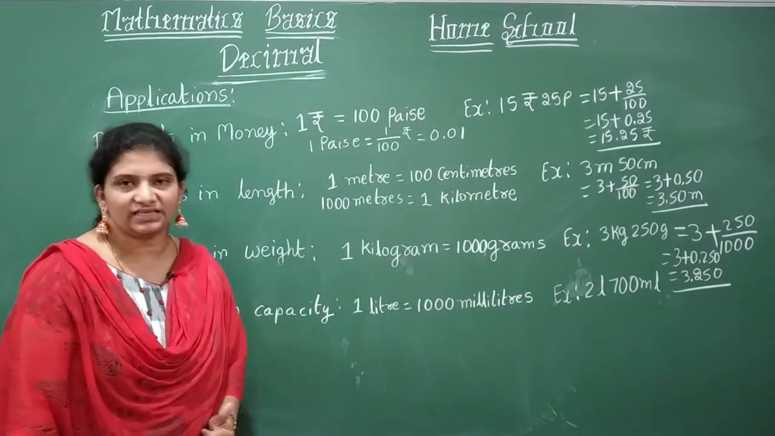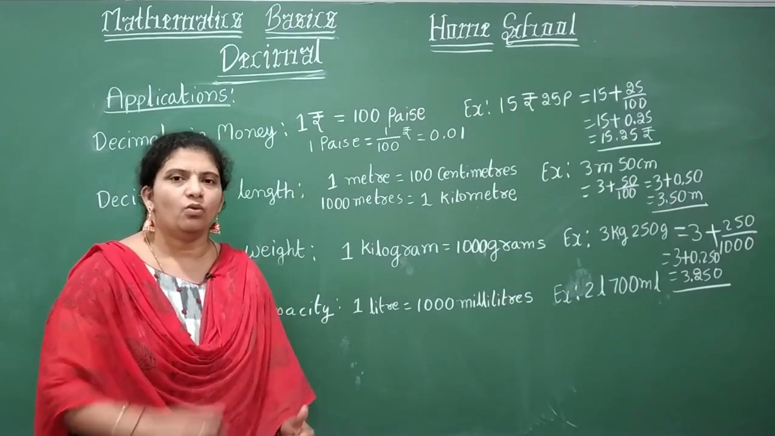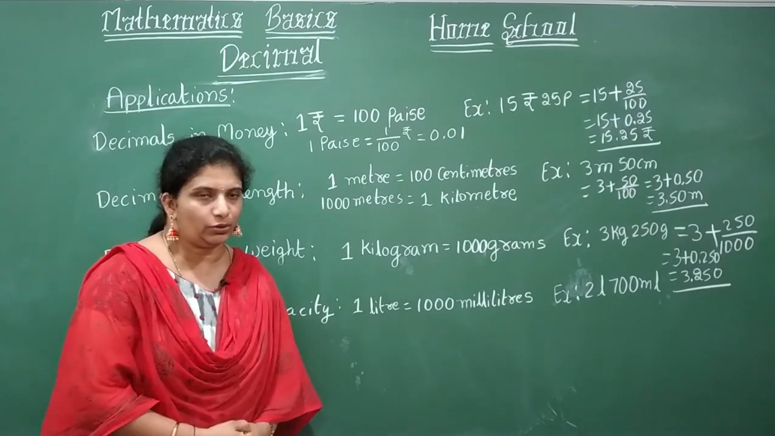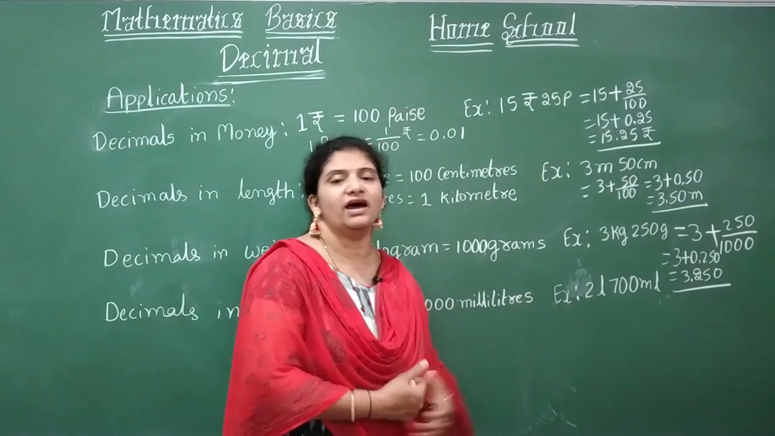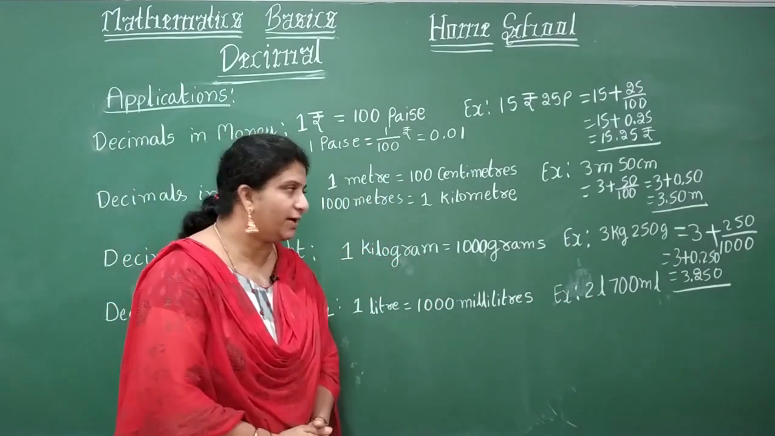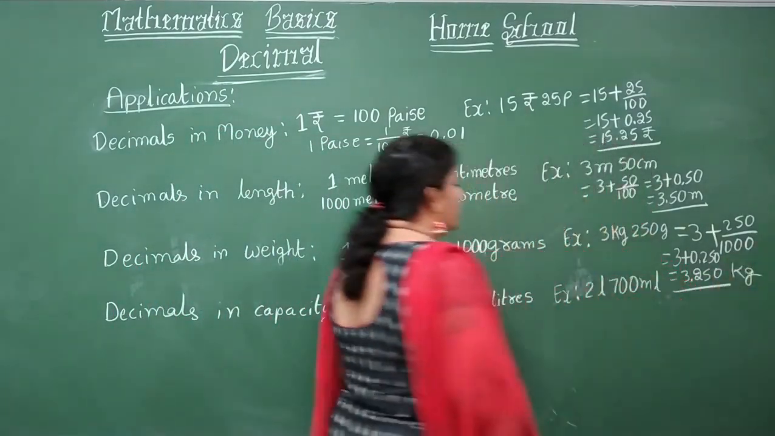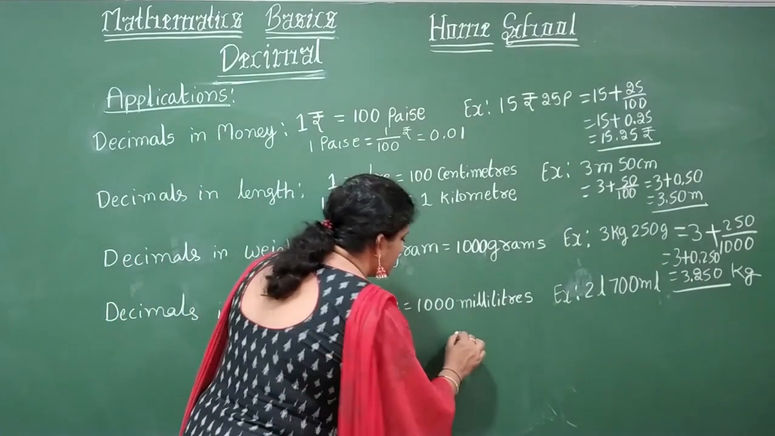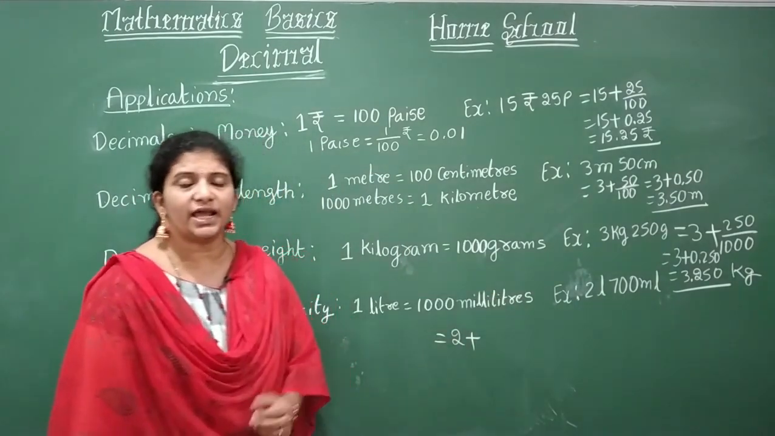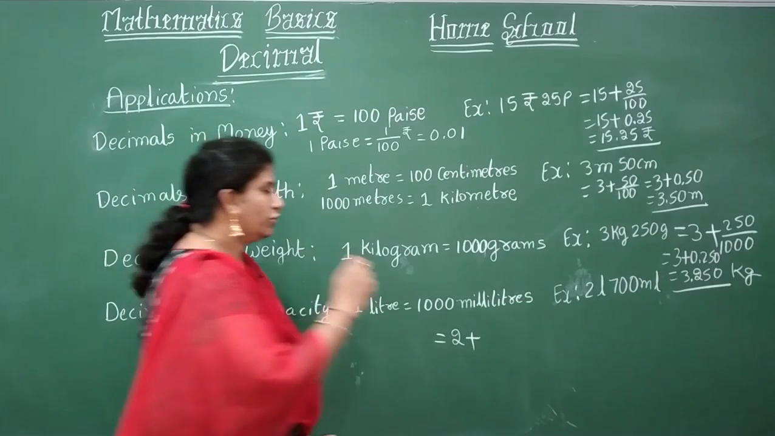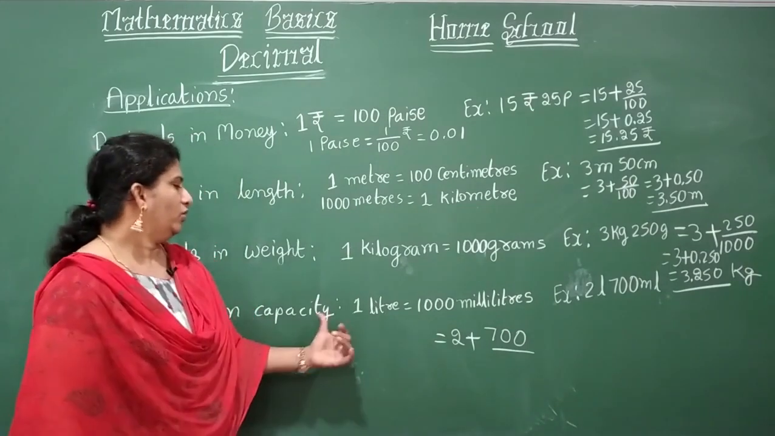Okay, last and final one for this session. Decimals in capacity. 1 liter is equal to 1000 milliliters. 1 L is equal to 1000 ml, you know. Now, what's your question here? 2 liter 700 ml, convert into decimal. Now, convert into liters. So, 2 liters, 2 is the whole number part, whereas 700 ml comes under decimal. 2 liters plus 700 ml, convert into liters.